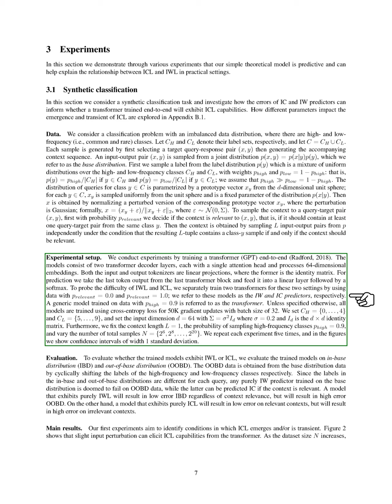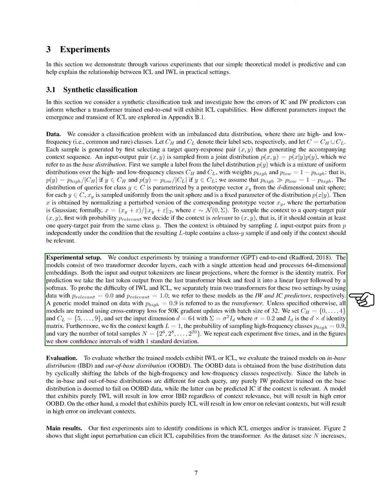Our models consist of two transformer decoder layers, each with a single attention head, processing 64-dimensional embeddings. We use linear projections for both input and output tokenizers. For predictions, we take the last token output from the final transformer block and pass it through a linear layer followed by a softmax function.